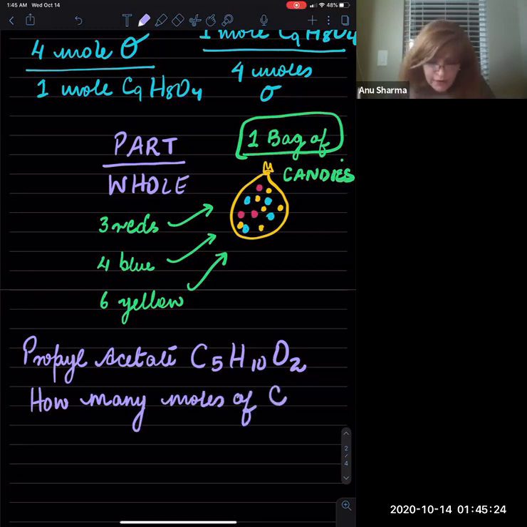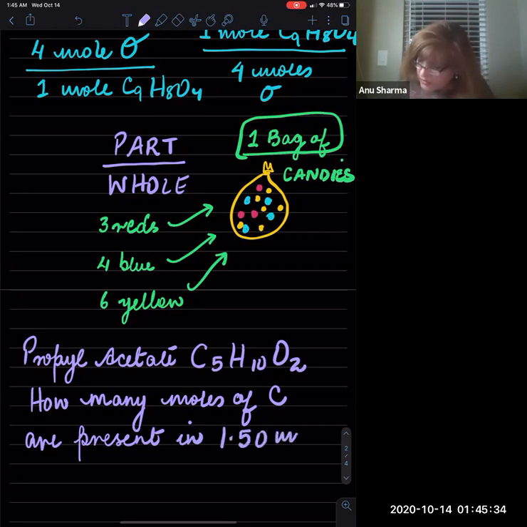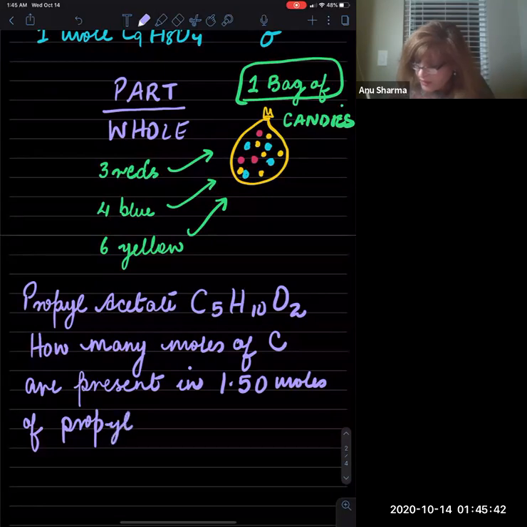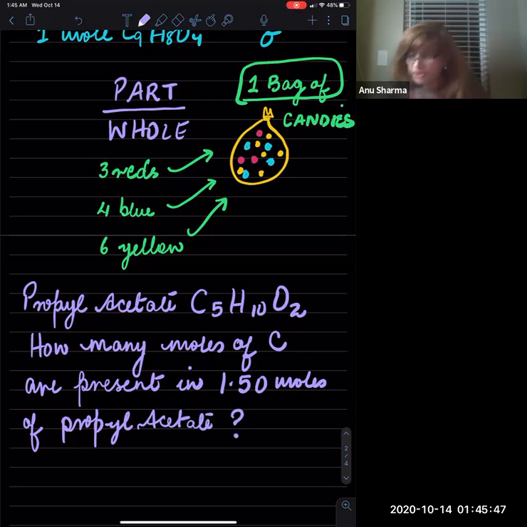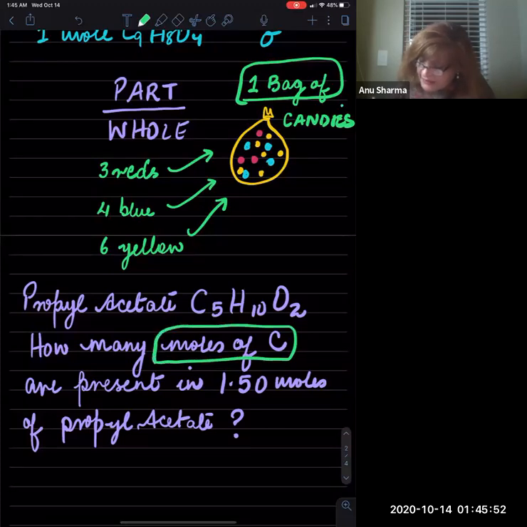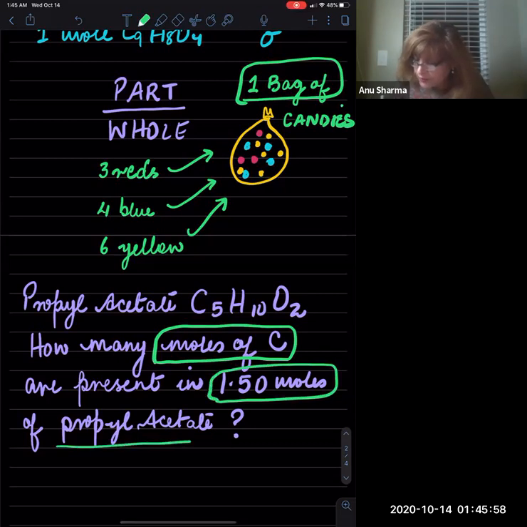How many moles of carbon are present in 1.50 moles of propyl acetate? The question is asking us for the moles of carbon that are present in 1.5 moles of this one big propyl acetate. So these three things are given to you.